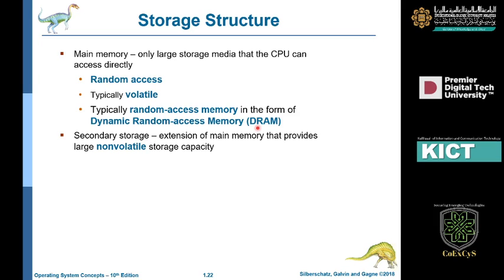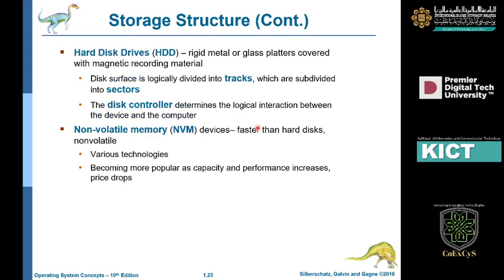The secondary storage is basically an extension of the main memory that provides large non-volatile storage capacity, and we're going to look at this. It could be hard disk drives or non-volatile memory, NVM, which exists on newer computers these days to allow faster access to data.